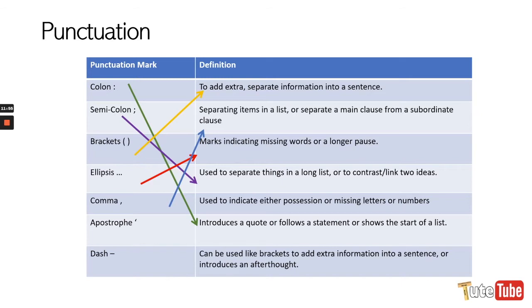Comma, separating items in a list or separate a main clause from a subordinate clause. Apostrophe, used to indicate either possession or missing letters or numbers. And dash can be used like brackets to add extra information into a sentence or introduces an afterthought. So pause the video now and check your answers.